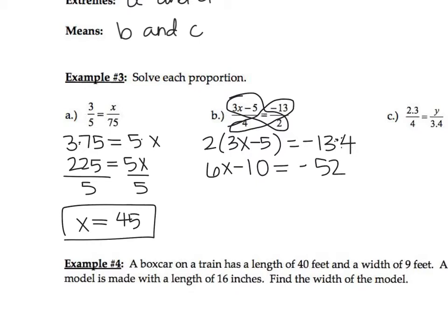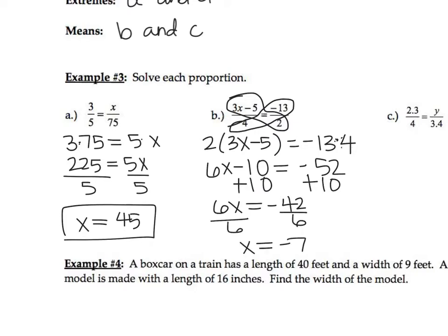So now we're just solving an equation. So our first step is going to be to add 10 to both sides. So we get 6x equals negative 42, divide both sides by 6, and we get x equals negative 7. So negative 7 is the value for x that when we plug into our original proportion, we get equivalent ratios.